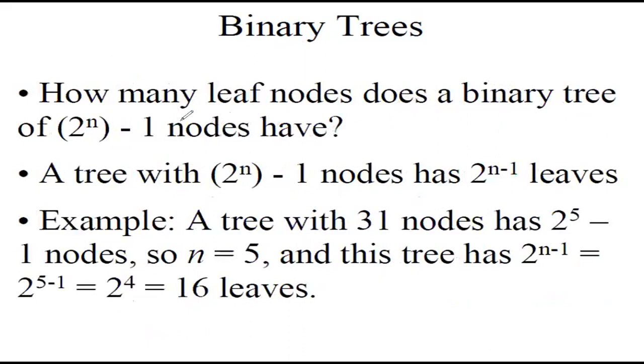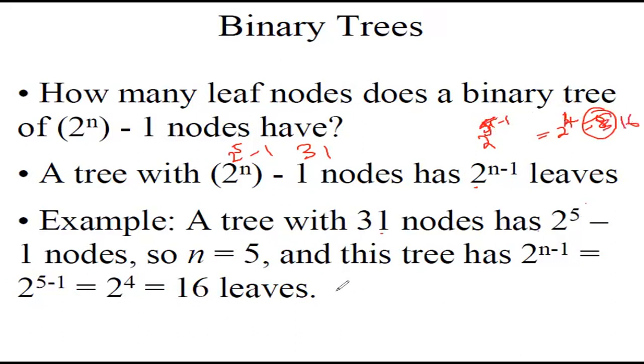nodes have? It will have 2 power n minus 1. So if we have 31 nodes, then it is 2 power 5 minus 1. So here we will have 2 power 4, that is 16 leaf nodes. A tree with 31 nodes has 2 power 5 minus 1 nodes, so n is equal to 5. And this tree will have, okay, I'm sorry, here we will have 5 minus 1 actually. So 5 minus 1 is 4, 16.